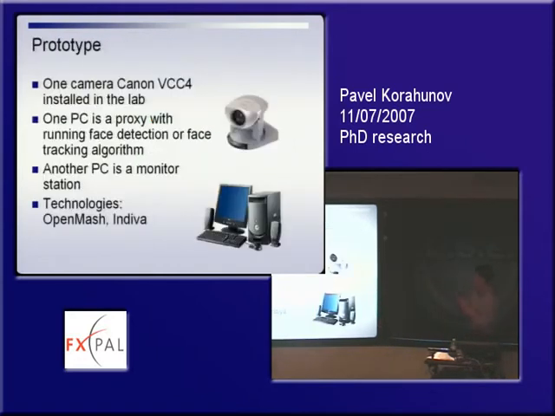And we wanted to test this experimental result on a real video surveillance system prototype, on a real network. So we use a Canon camera, and also we have one PC which is a proxy, which runs either the face detection algorithm or the tracking algorithm, and another PC has a monitor station to which video gets relayed if something is detected by the algorithm. We built this prototype on top of OpenMesh and Endiva, which Larry should be very familiar with. It's basically a framework for live media streaming.